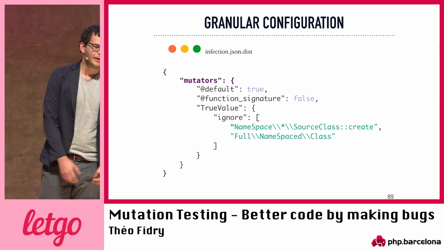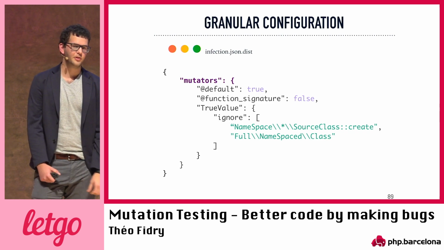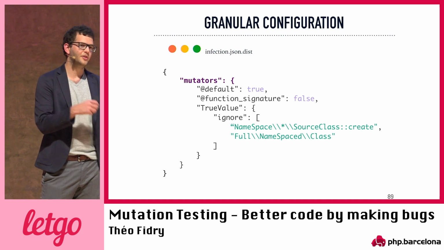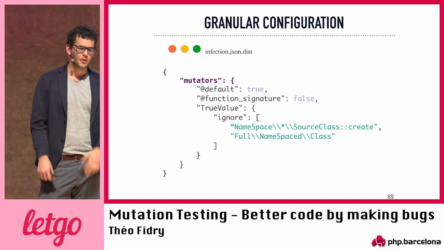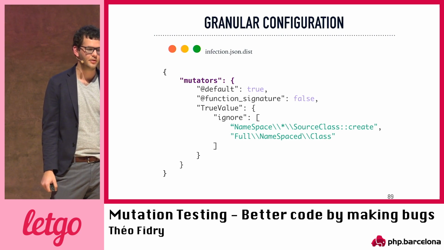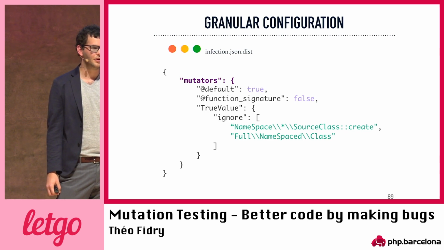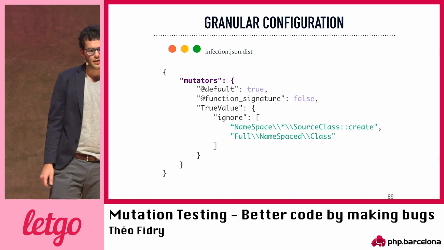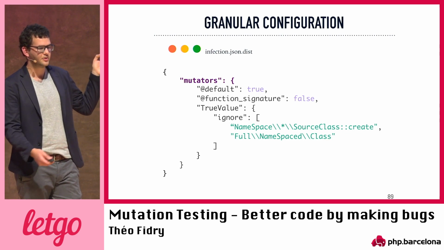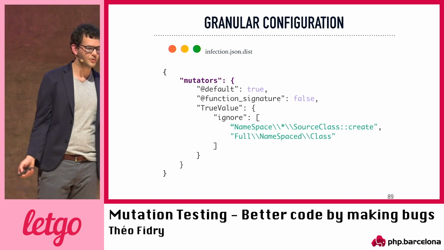Granular configuration. Right now, the only thing you could do is have multiple configuration files, say a configuration file for your core domain and one for a more peripheral part of your application, and specify which configuration file to use for Infection. It would be nicer, I think, to find a way to have only one configuration file for that, but it's still up for discussion.